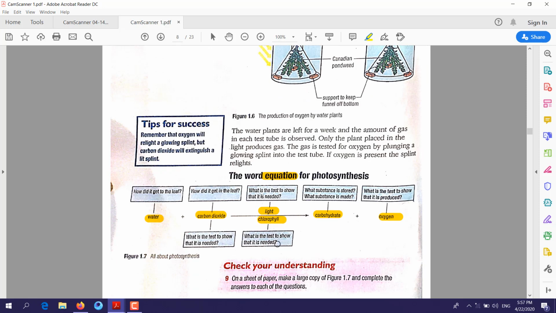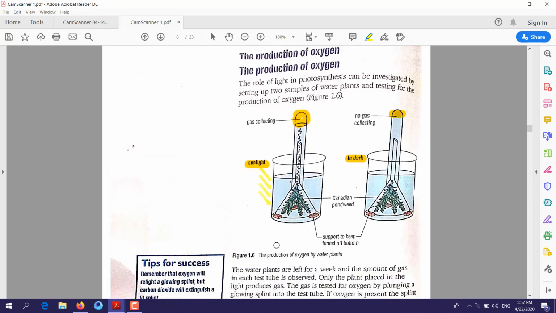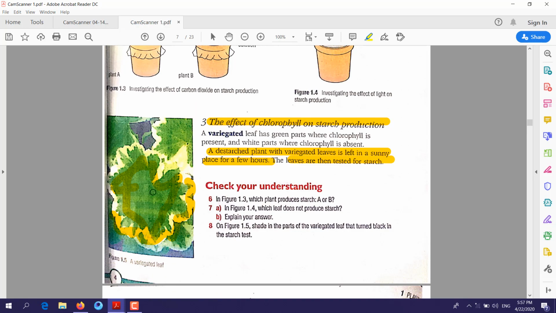Chlorophyll. What is the test to show that it is needed? How can you test that chlorophyll is needed for the process of photosynthesis? The answer will be this leaf.